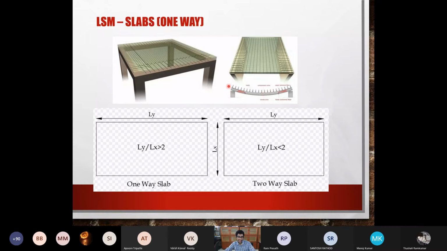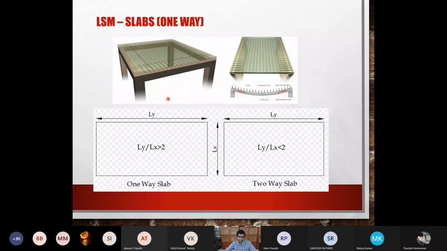You mean this one? Yes. Okay, you're right. Did you say one-way or two-way? What did you say? One-way slab. This is a one-way slab because the deflection is everywhere along the same single direction. This is a two-way slab.